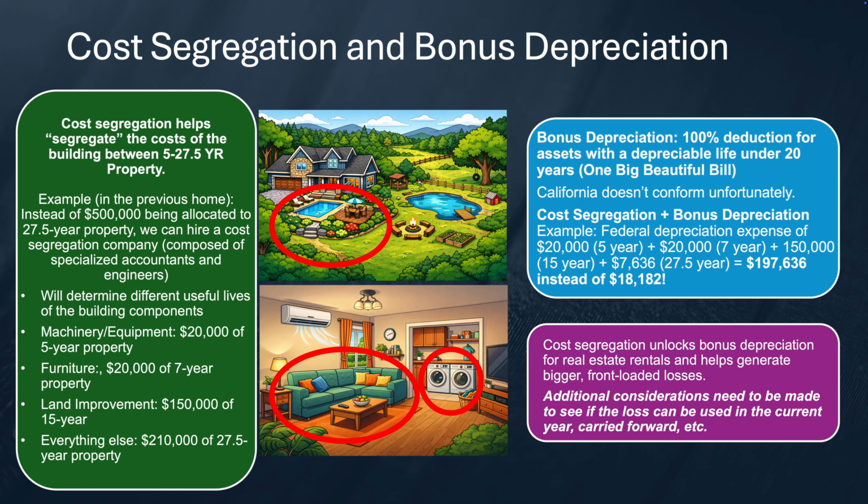So the key takeaway here is that cost segregation unlocks bonus depreciation for real estate rentals and helps generate bigger front-loaded losses. So you're not creating a bigger expense over the same life. You're just taking that same expense, but just shortening when you can take it.